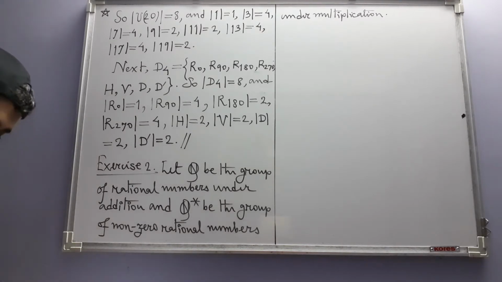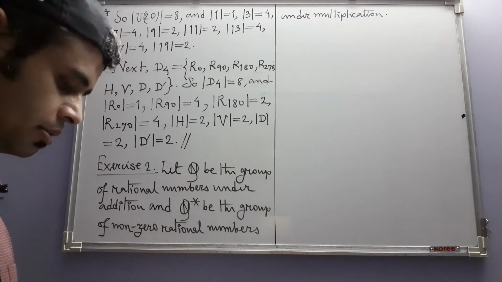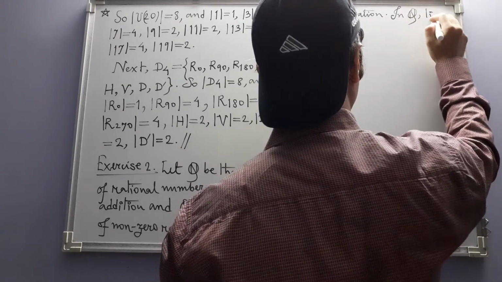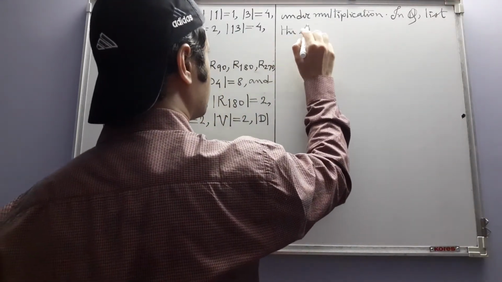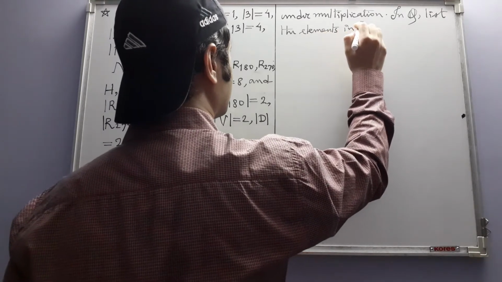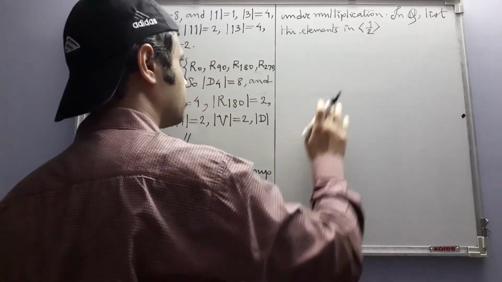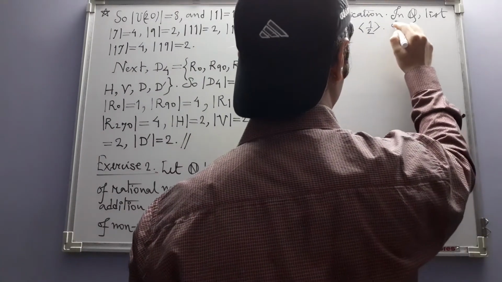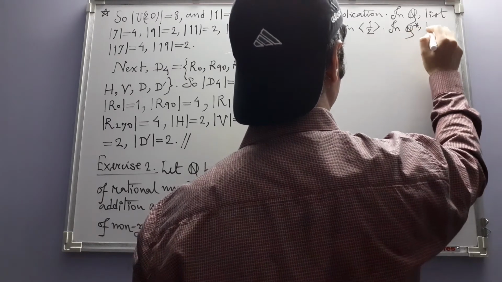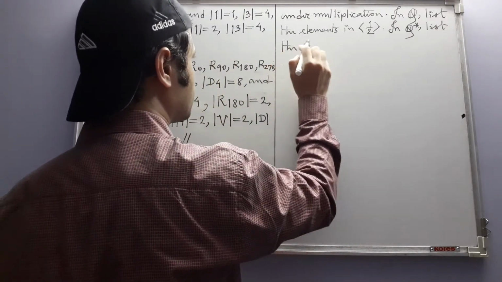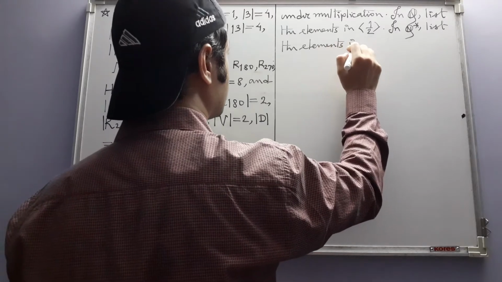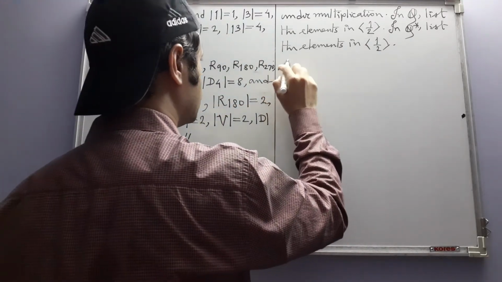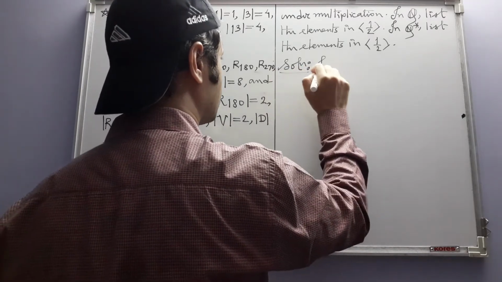Okay, now what are we supposed to do? In Q, list the elements in this cyclic group. According to the notation of this book, this is the cyclic group generated by the element 1 by 2, in Q star. List the elements in this. Is there anything else in this exercise? No, nothing else.